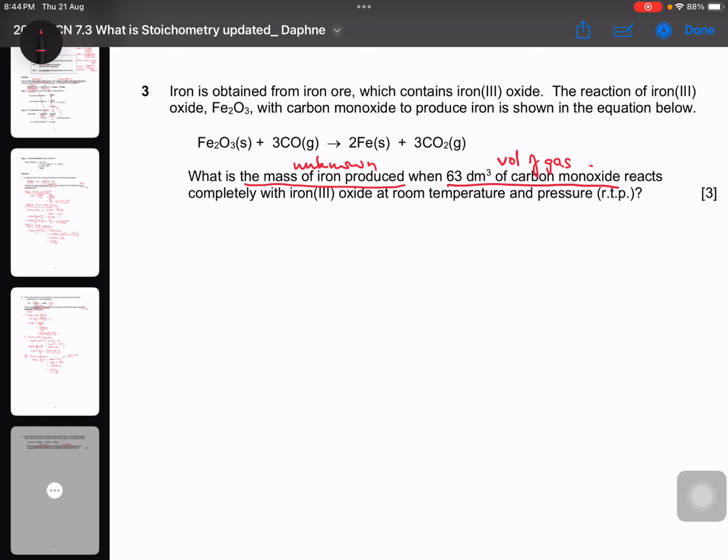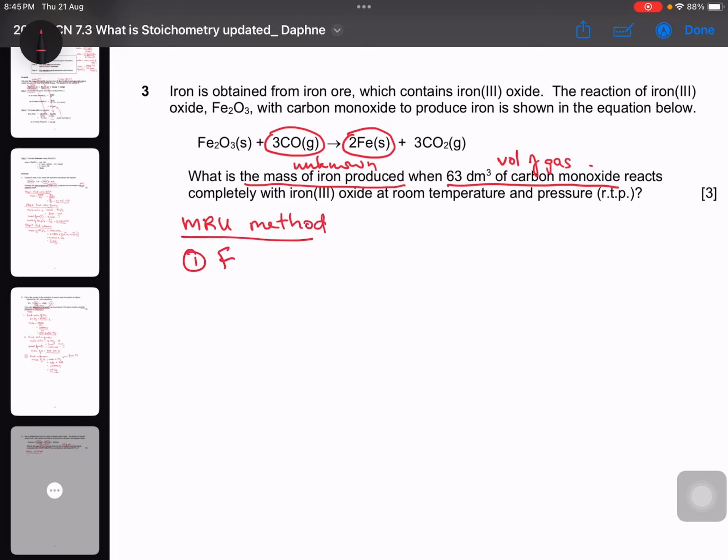Now, where are these two things in the equation? Circle up. Where are these two things in the equation? Iron is here. Carbon monoxide is here. Okay, iron and carbon monoxide. So it's these two. Out of the four things in the equation, we will be concentrating on only these two. Is that okay? The unknown and the one with the number. Okay, so the step is still the same. MRU method.